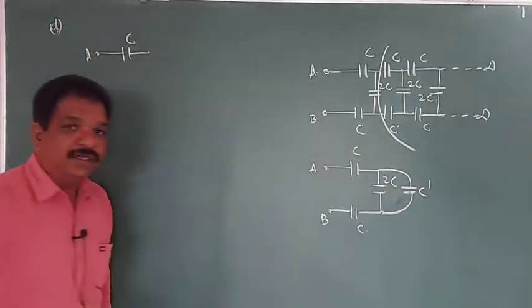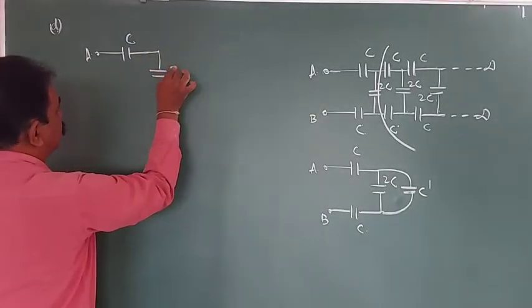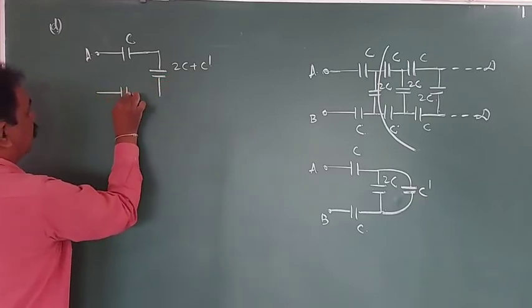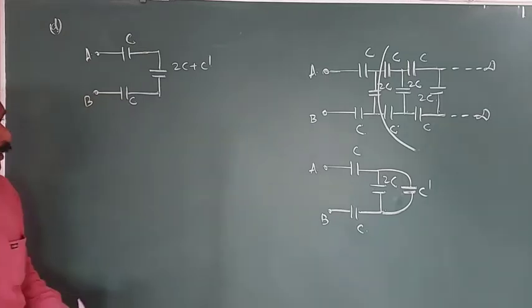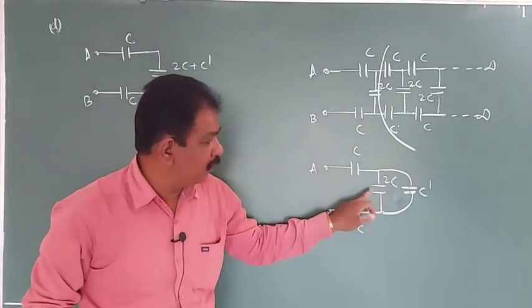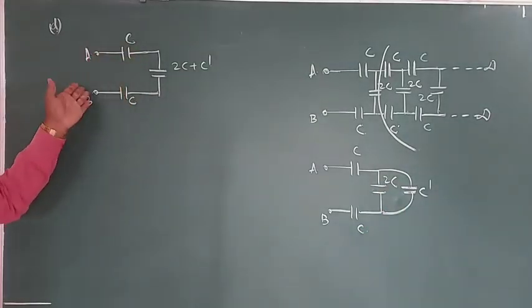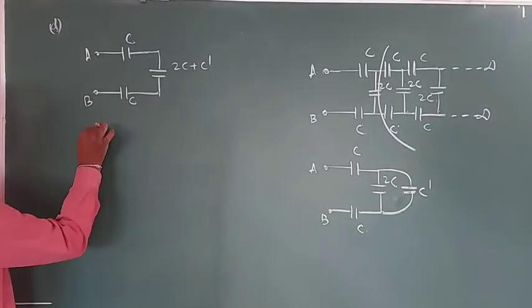2C and C dash are in series, so this value is equal to 2C plus C dash. Again this value will be C, this will be B. These two are in parallel. Effective will be 2C plus C dash. Then all will be in series. Try to find the effective capacity.